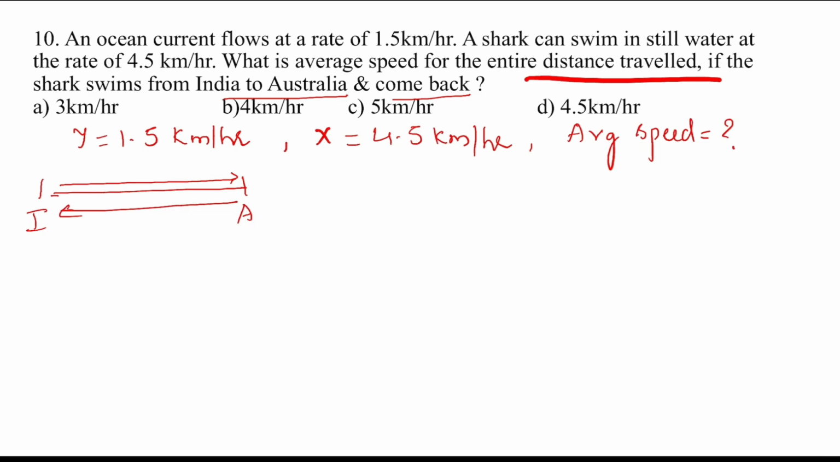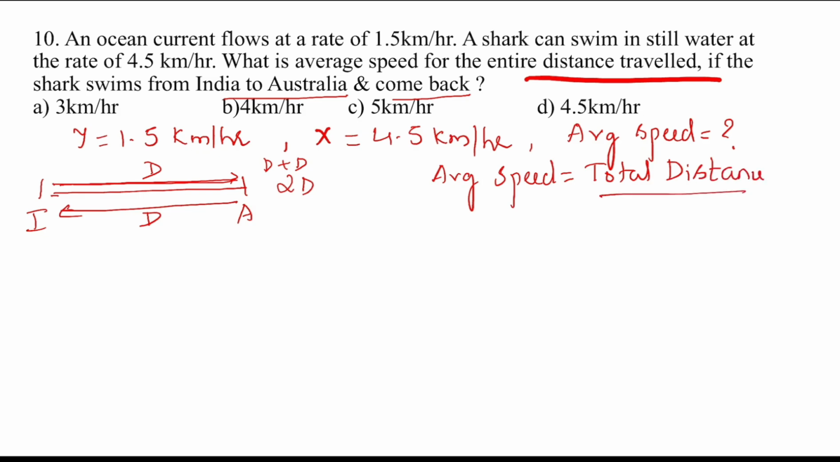So what is the average speed in this total entire distance they are asking? We don't know the total distance. So it will go from India to Australia. Let it be distance D. Again from Australia to India it will come, so this also is distance D. So it is covering 2D distance. D plus D is nothing but 2D distance, isn't it? So what is the average speed? We know the average speed formula. Average speed is total distance divided by total time.